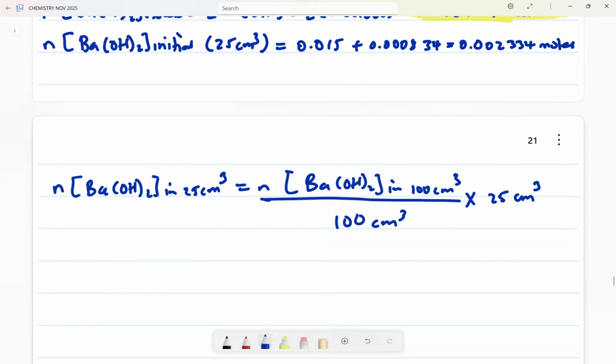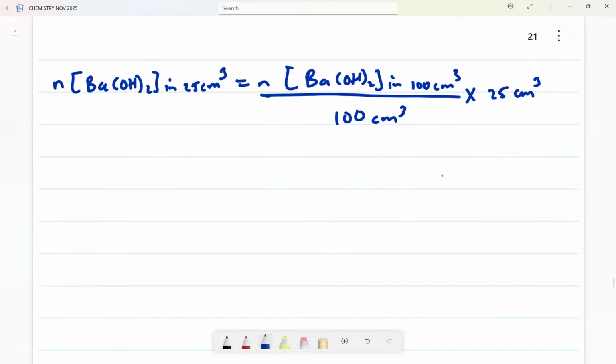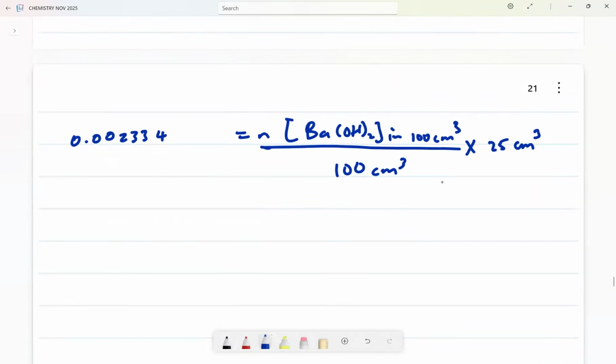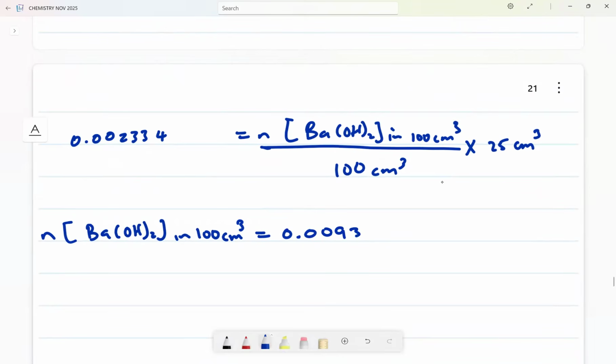Basically, what we are saying is, 25 centimeter cubed of the initial 100 centimeter cubed number of moles gives us the number of moles that are in 25 centimeter cubed. And then when you substitute this, remember, you now know this value to be something like 0.002334. And then when you do your mathematics, you'll realize that the number of moles of barium hydroxide in 100 centimeter cubed is going to be equal to something like 0.0093934 moles, which is the same as 9.34 times 10 to the power of negative 3 moles.